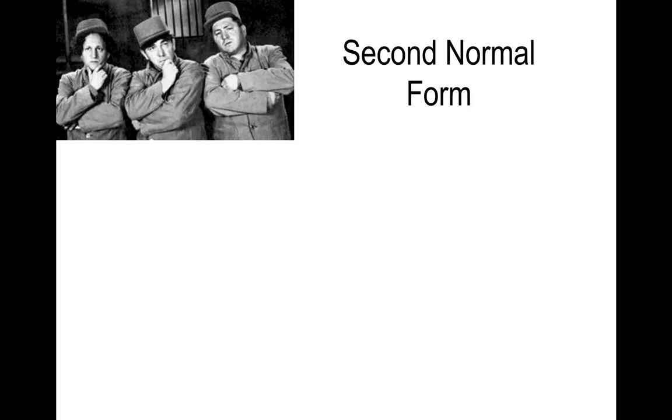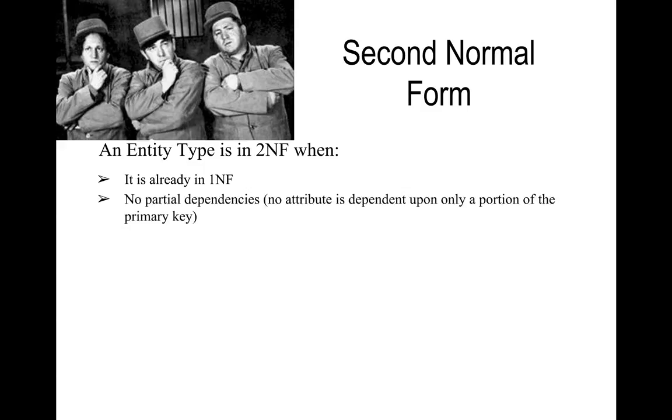An entity is in second normal form when it's already in first normal form, meaning that to get to Moe, you already have to be a Larry. And no partial dependencies. So what does that mean? Well, if you have only one attribute as the primary key, there's a high chance that you're already in second normal form. What you're trying to do here is eliminate any partial dependencies, meaning there are no attributes dependent upon only a portion of the primary key.